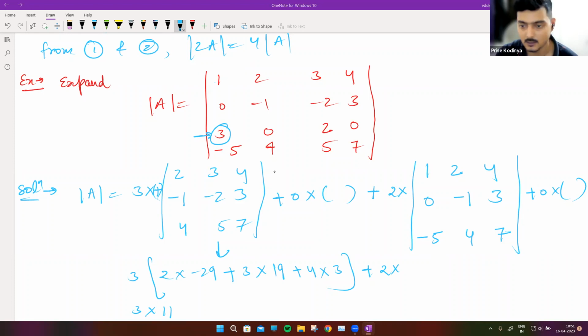Let's expand it along the second row. This 0 into cancel, then this would be -1, and the sign would be plus. Okay, -1 into this 7 plus 20, 27. Then minus of 3 into this, plus 10.